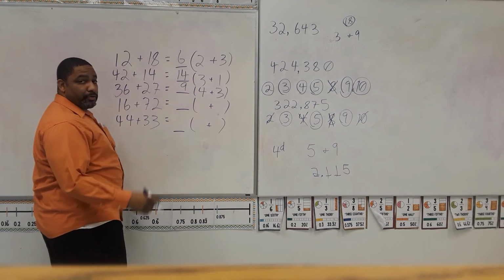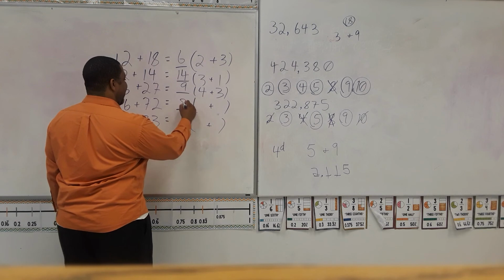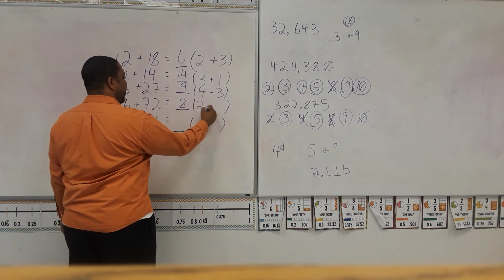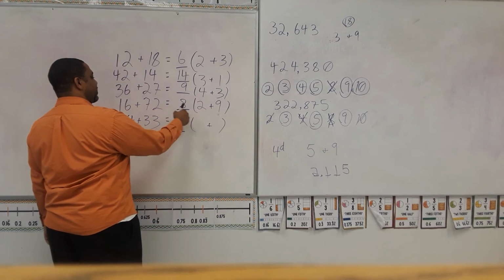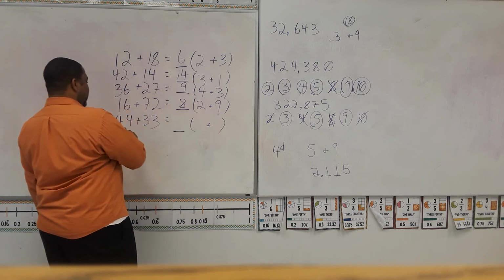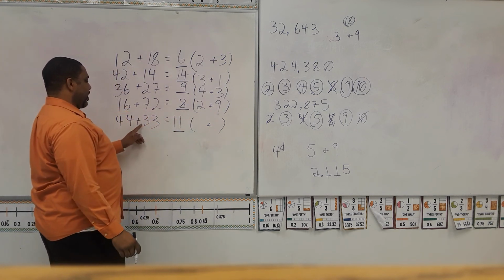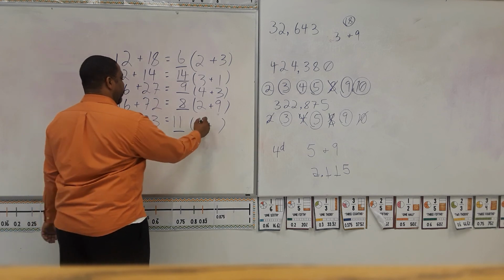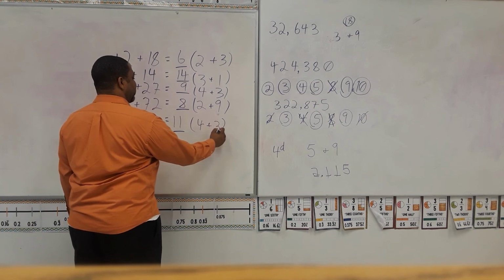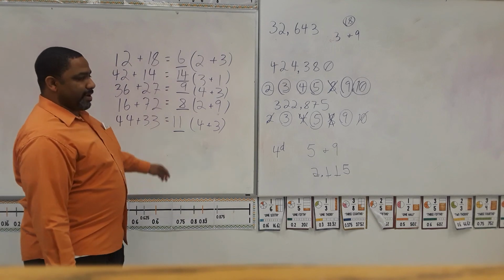16 and 72, greatest common factor is going to be 8. 8 goes into 16 twice and 72 9 times. So we got 8 times 2 plus 9. Last one, 44 and 33, 11 is going to be our greatest common factor. 11 goes into 44 4 times and into 33 3 times. So we got 11 times 4 plus 3.